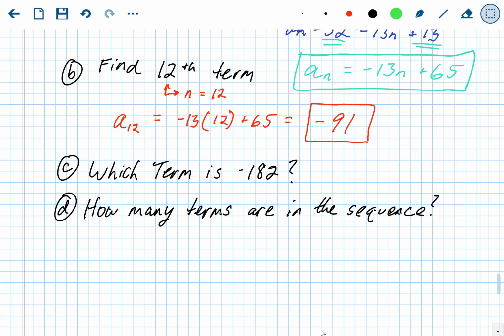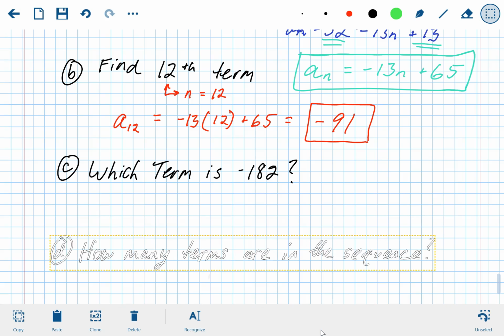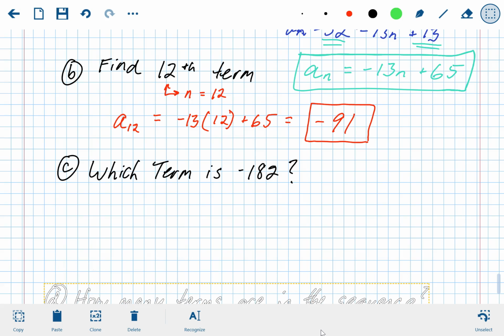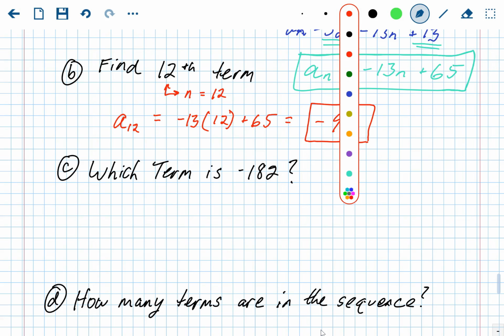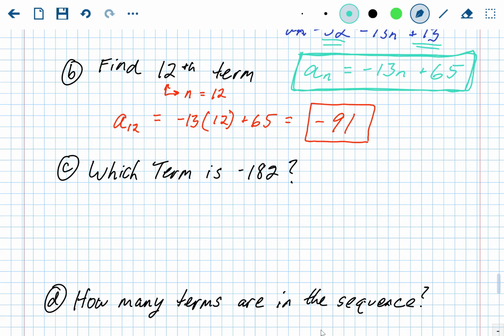The next problem: which term is negative 182? Remember, there are a lot of terms in that dot, dot, dot area where the pattern continues but not everything is listed. Finding which term is negative 182 is the same thing as being given the output and needing to find the input. We need to find n. In our equation, negative 13n plus 65, we're solving for n, which means we know the output. The term value is negative 182. We don't know what term number it is, though. So we know the value, which is the output, but we don't know the number, which is the input. We're going to solve for n.